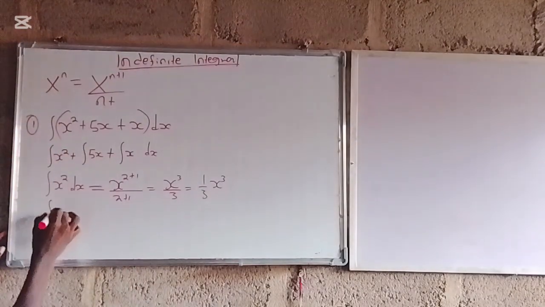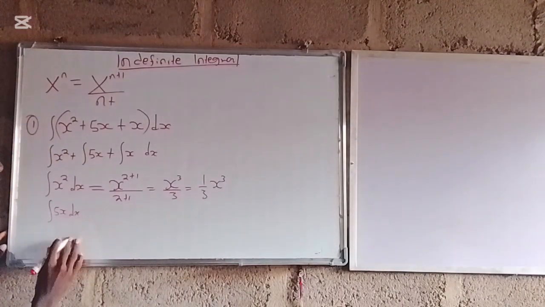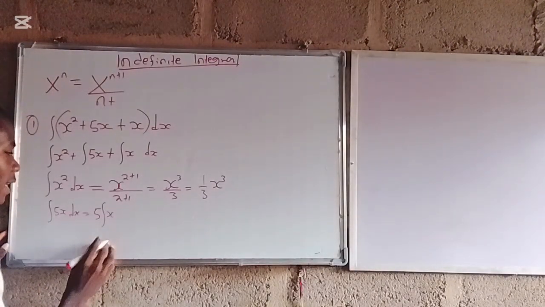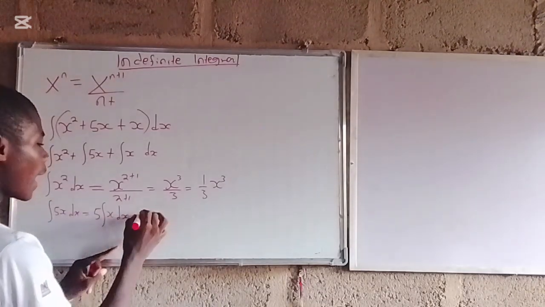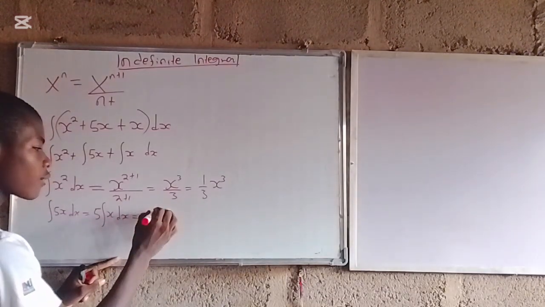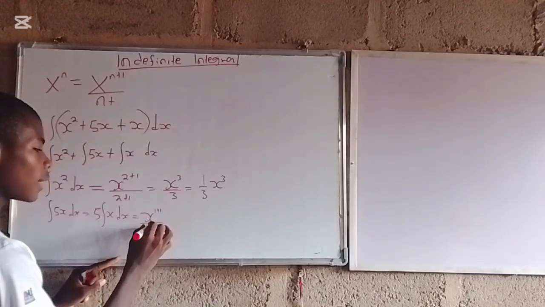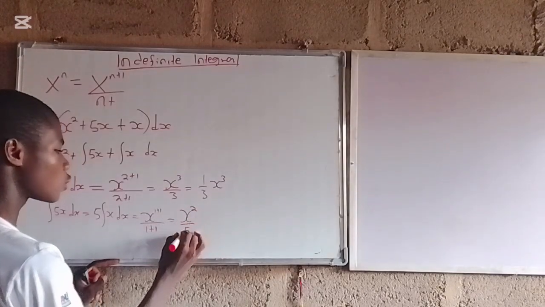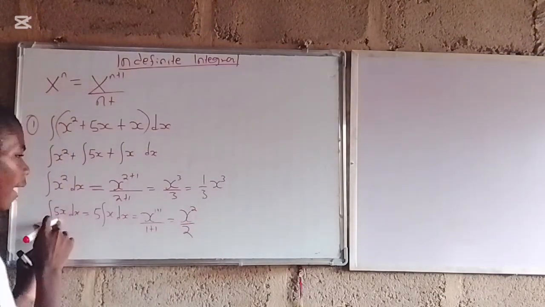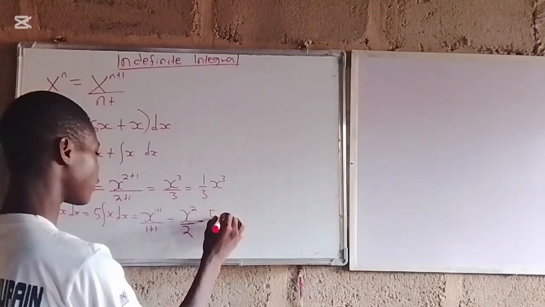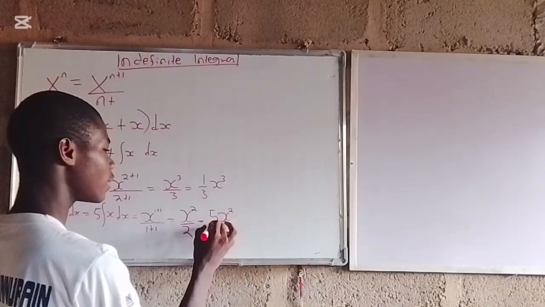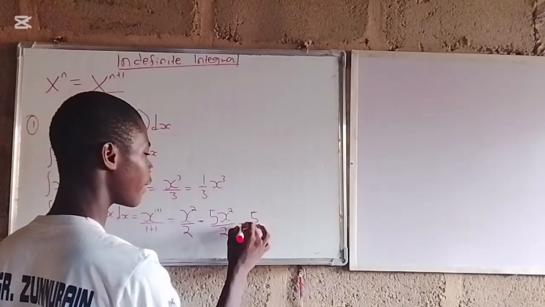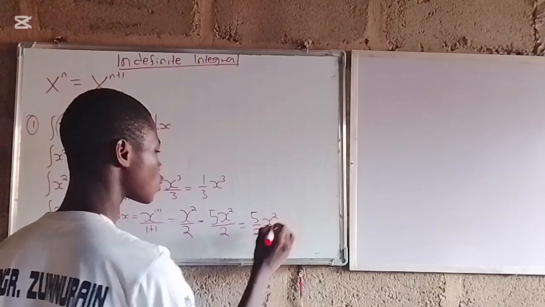And then I have to integrate 5x dx. This is the same thing as factoring 5 out, and I have x. The next thing to do is that I have only x, the power which is 1, so I have to say 1 plus 1 over the power 1 plus 1, which is 2. So this should now be equal to x squared over 2. And don't forget I have 5, so this should now be equal to 5x squared by 2. I can say 5 over 2 x squared.